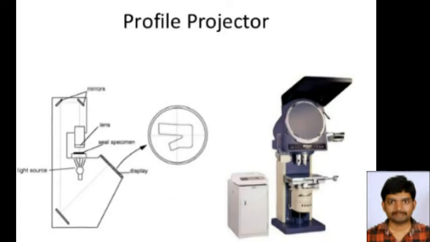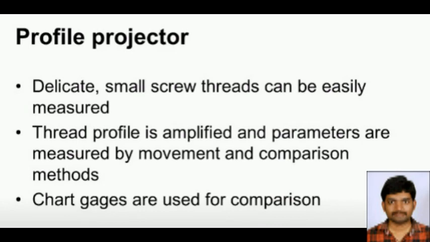Now the profile projector. The profile projector is also used to check the pitch of screw threads. Its working principle is almost similar to the tool maker's microscope. In the profile projector, the image of the workpiece, that means the screw thread, is obtained on the ground glass screen, and by moving the image against the reference cross lines, we can measure thread elements like pitch, thread angle, etc. Very delicate and small screw threads can be easily measured, and the thread profile is amplified, and parameters are measured by movement and comparison methods.